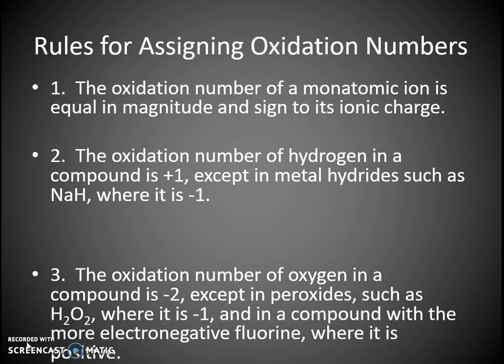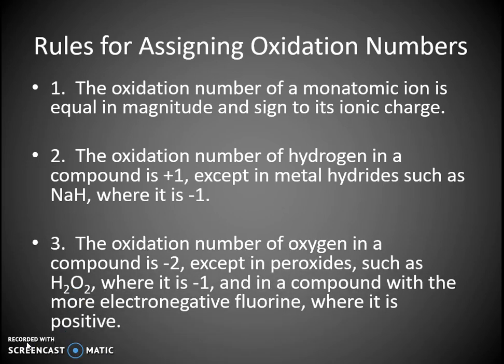Next rule is for oxygen, which almost always is going to be a -2 charge, though it does have a couple exceptions. So being the second most electronegative atom, it's going to always get electrons, with the exception of with fluorine. And when it's with fluorine, well, fluorine is the most electronegative, so actually it's going to lose that battle, and it's going to be making a positive charge.